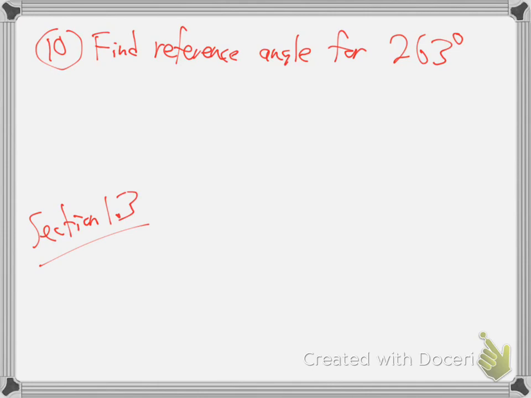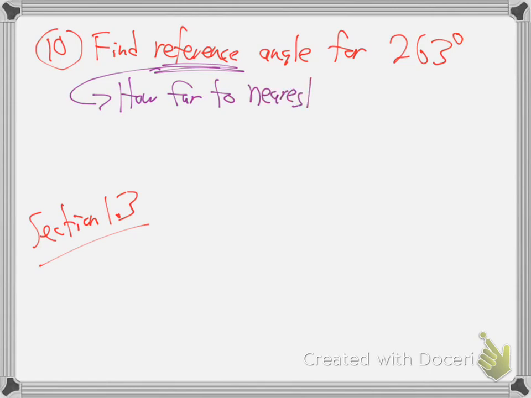All right, find the reference angle for 263 degrees. Actually, I better finish these. All right, so what's a reference angle? That's what we need to talk about. What is a reference angle? Reference angle, this will be important throughout the entire course, means how far to the nearest x-axis.